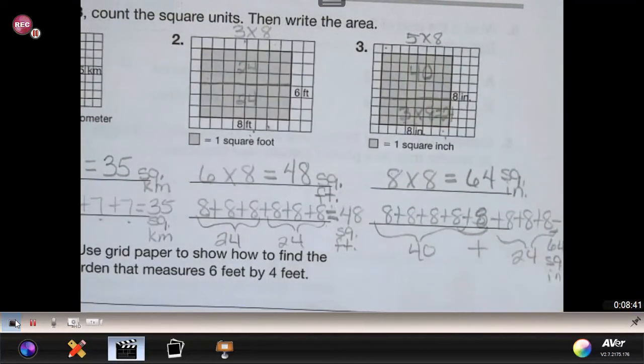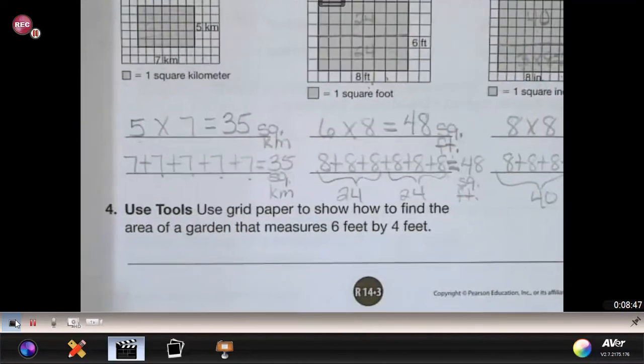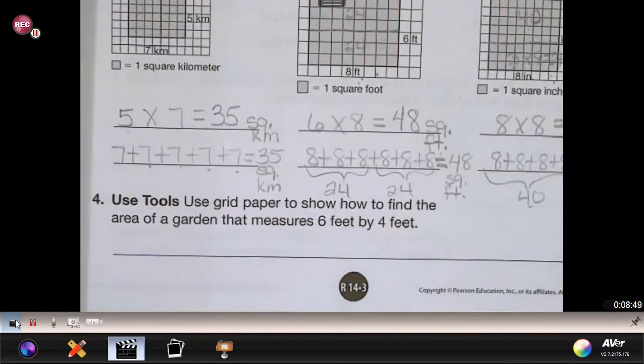inches. Now, the next problem you're going to do on a piece of grid paper, and you have grid paper in the back of your packet. So make sure you're doing this on a piece of grid paper. I'm going to use my grid sheet. So it says to find the area of a garden that measures 6 by 4 feet. So 6 rows by 4 squares in each row.